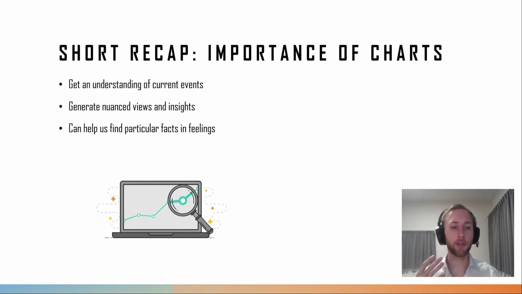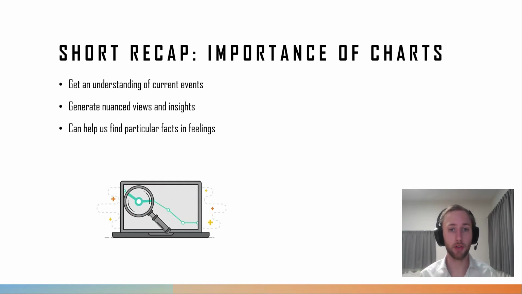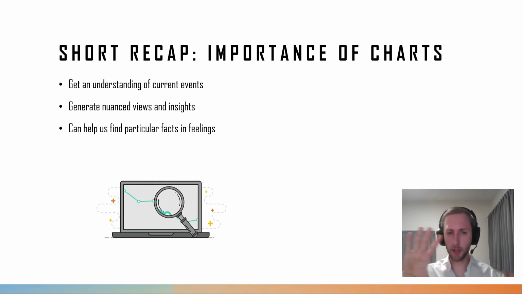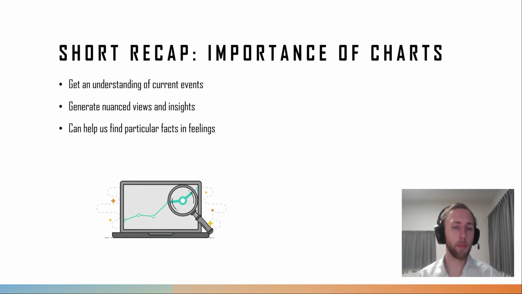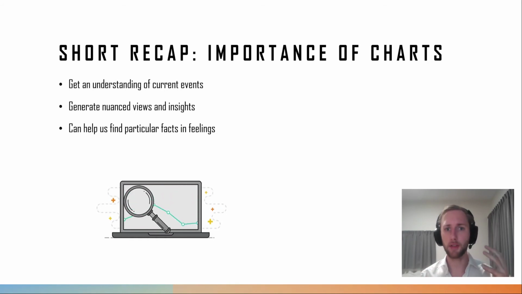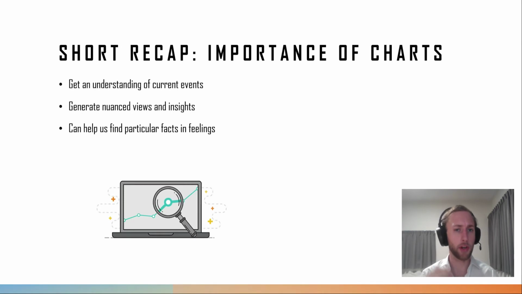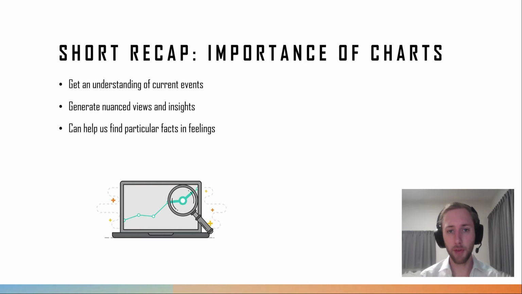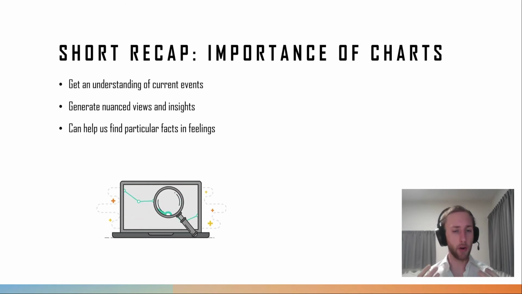A short recap on the importance of charts. Charts help us get an understanding of current events. They demonstrate where we started and where we are now, and show a particular trajectory, for example. On top of that, they help you generate a more nuanced view and generate insights. Let's say I have a very specific, very extreme view about something, but then a chart proves otherwise, then maybe I'll have a more nuanced view. It also helps you, if you have a particular feeling about something, find the facts in the feelings. So once again, charts are very important as a tool to help you understand the world around you.